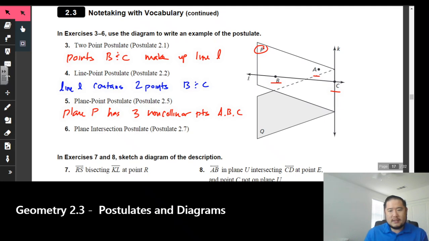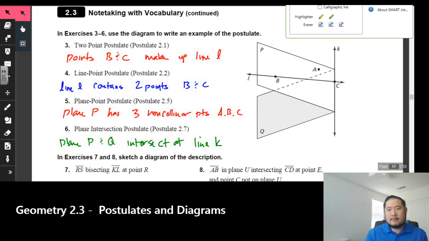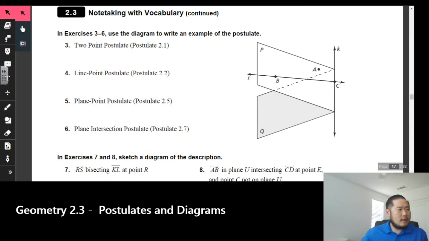Moving along to number 6, the plane intersection postulate. I've got 2 planes right here, planes P and Q, and they intersect at a line. That line right here is line K. Okay, so planes P and Q intersect at line K. Moving along.